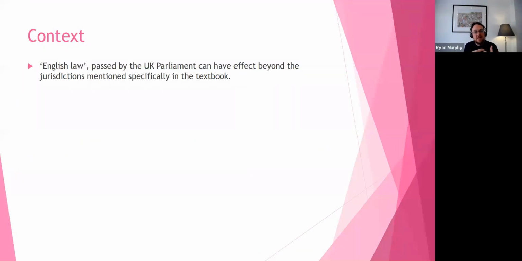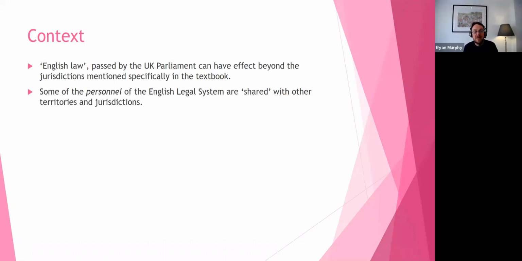So when we talk about English law, we are talking about law passed by the United Kingdom Parliament. And some of the laws passed by the UK Act of Parliament can have an impact on multiple jurisdictions, specifically the jurisdictions mentioned in the textbook: England and Wales, Scotland, and Northern Ireland. But actually, this concept of English law can have an impact even beyond those territories, even beyond those legal jurisdictions.